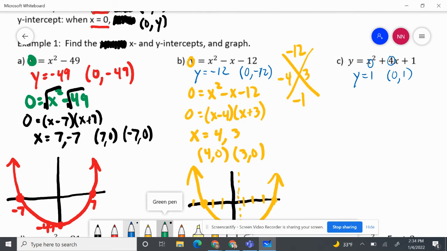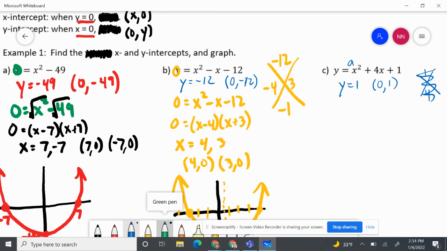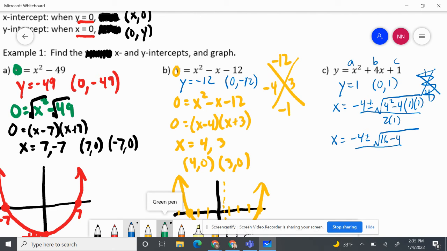Now, the problem is that this doesn't factor. Two numbers that multiply together to give me 1 and add up to 4 doesn't work. So what I have to do is use the quadratic formula. So this is my a, my b, my c. So I go x equals negative 4 plus or minus the square root of 4 squared minus 4 times 1 times 1, and we divide it by 2 times 1. That gives me negative 4 plus or minus the square root of 16 minus 4, all over 2.